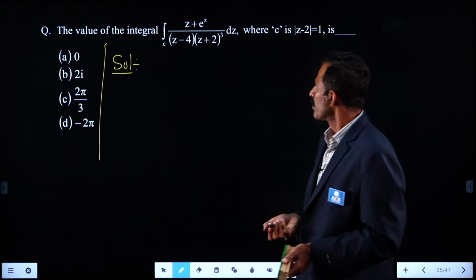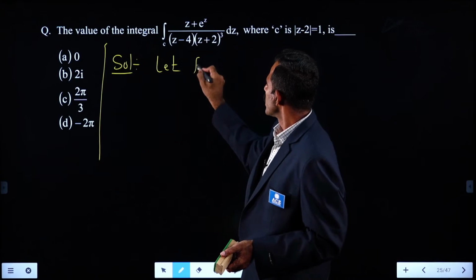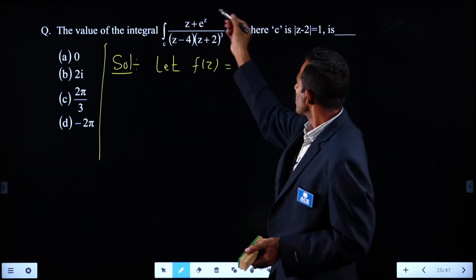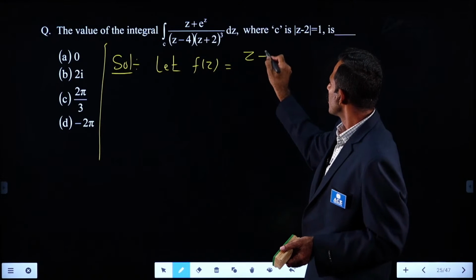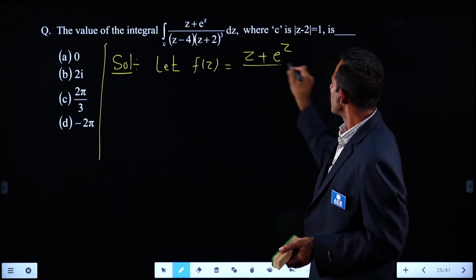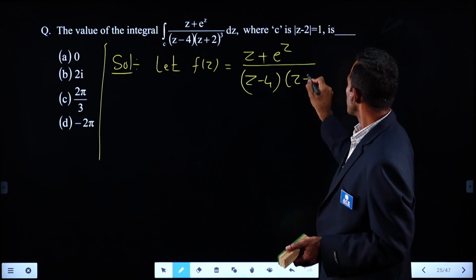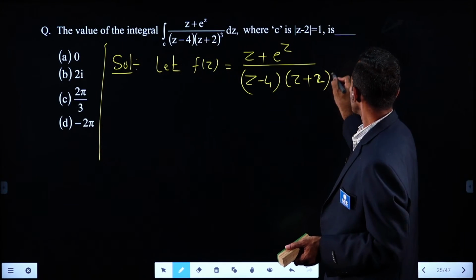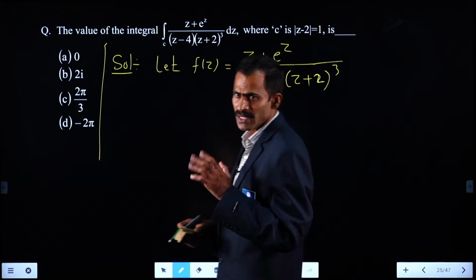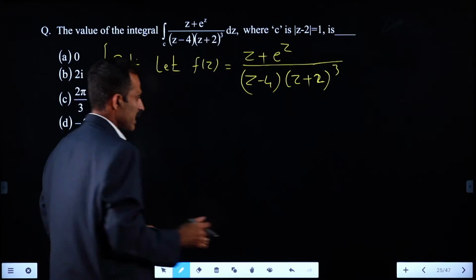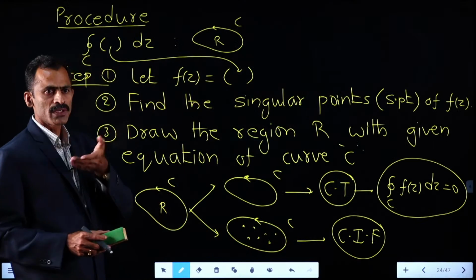Now let us do this problem. In the solution, let us consider the function f of z. Whatever is given inside the integral, we choose that function as f of z. That is, z plus e power z divided by (z minus 4) into (z plus 2) power 3. It is the given function. With this, the first step is completed. Next, according to the second step, we should find the singular points of the function.